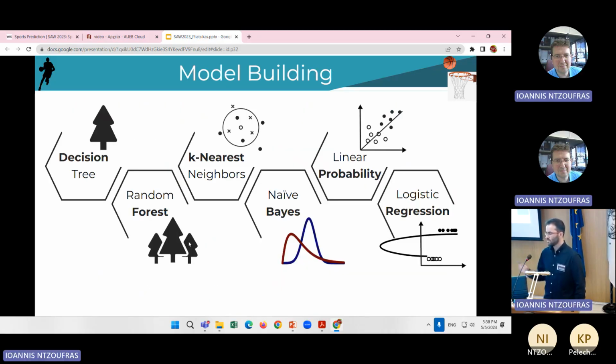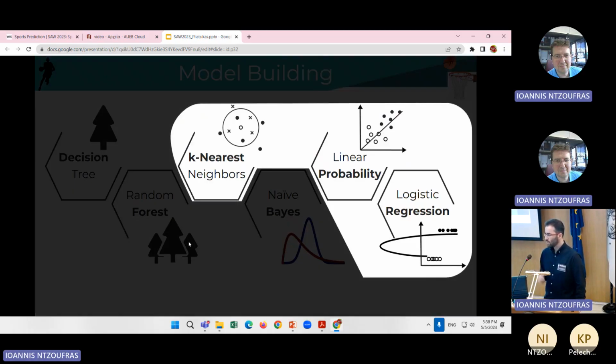So we developed 6 different classification models. Note that the implementation of naive Bayes and tree-based models did not demand scaling their features. However, for the distance-based classification models, namely KNN, logistic regression, and linear probability, we scaled their features as they were sensitive to the variance in the data.